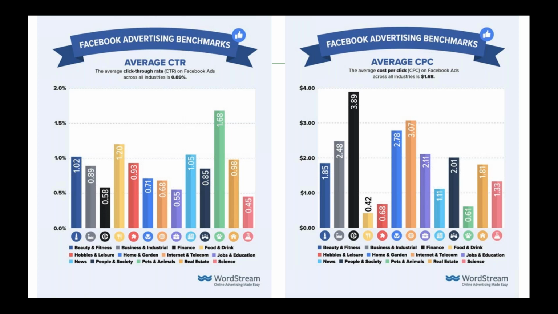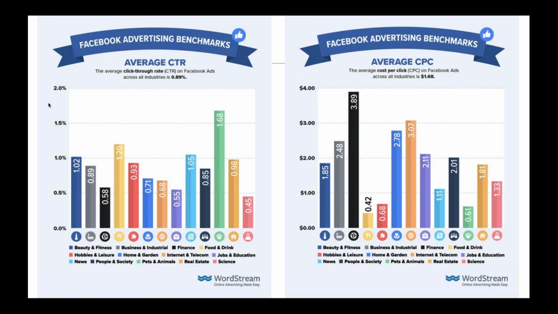And then the cheapest that we're seeing are ones that actually have the higher click-through rates. So food and drink, and then pets and animals. And that really just shows the value of focusing on creating really high click-through rate ads, getting something out there that's going to resonate with people.